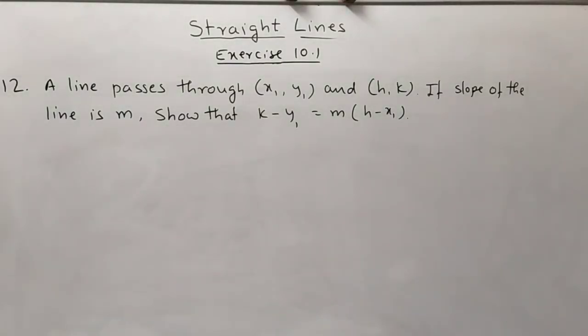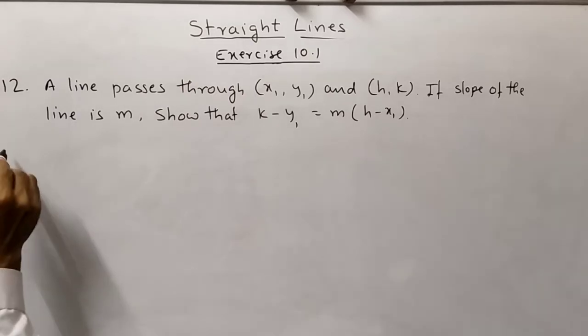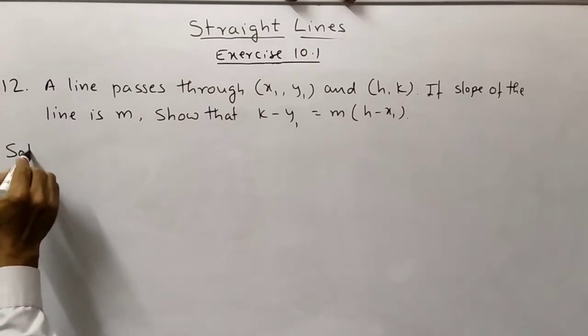12th question. A line passes through points with coordinates x1, y1 and h, k. If the slope of the line is m, show that k minus y1 is equal to m into h minus x1. Solution.